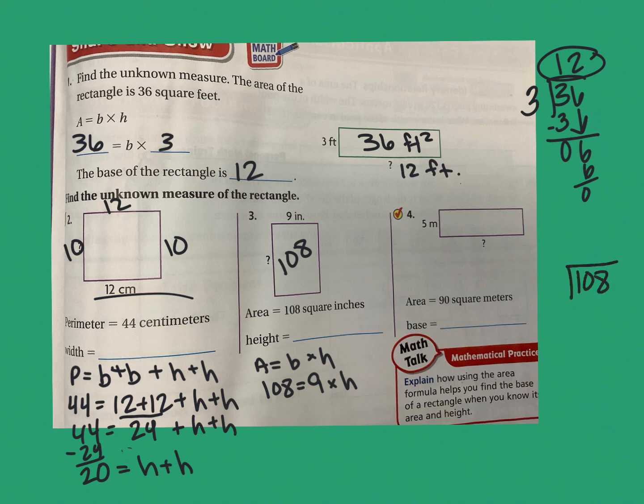108 divided by 9. 9 goes into 10 just one time. And 9 goes into 18 twice. So it is 12. Some of you might have known that. Some of you have memorized up to your 12, so maybe you knew that. I haven't, so I needed to do a little work for it. So my height is 12 inches. 9 times 12 equals 108.